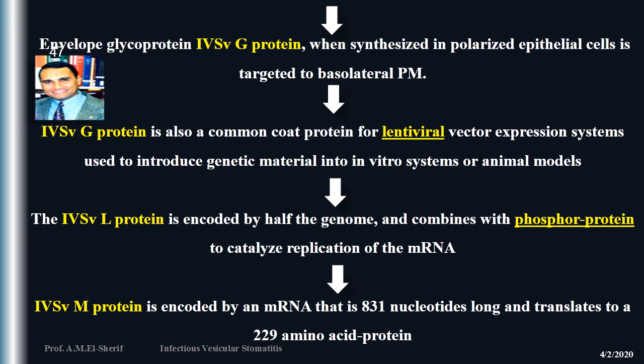The Indiana vesicular stomatitis virus L protein, or the large protein, is encoded by half the genome and combined with phosphoprotein to catalyze replication of the messenger RNA. Indiana vesicular stomatitis virus M protein, or the matrix protein, is encoded by an mRNA that is 831 nucleotides long and translates to a 229 amino acid protein.